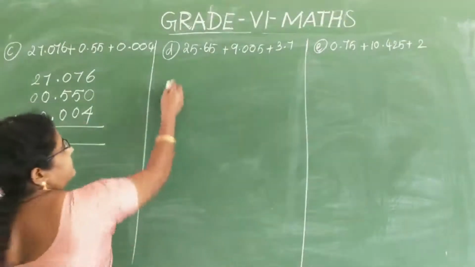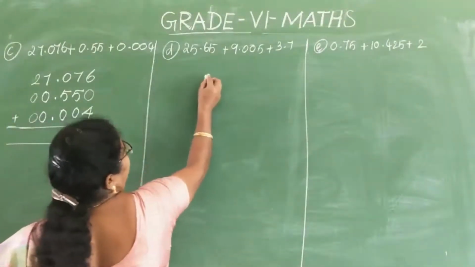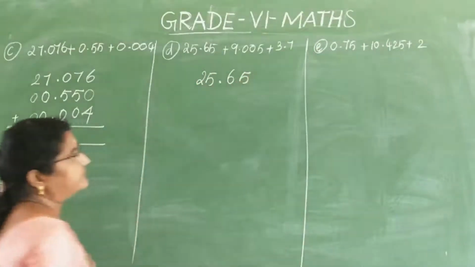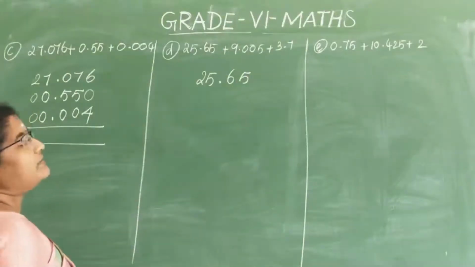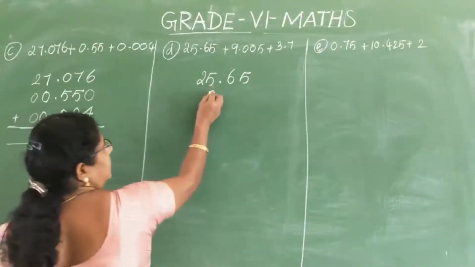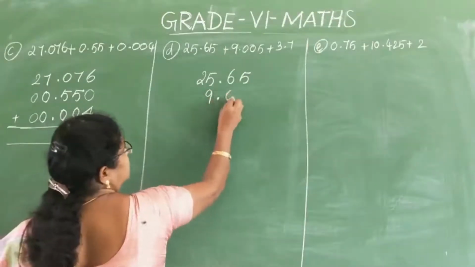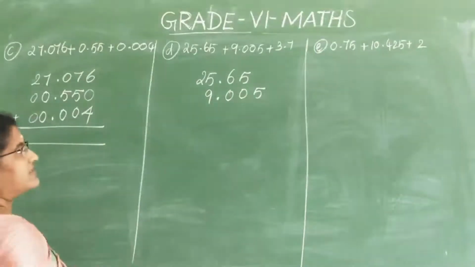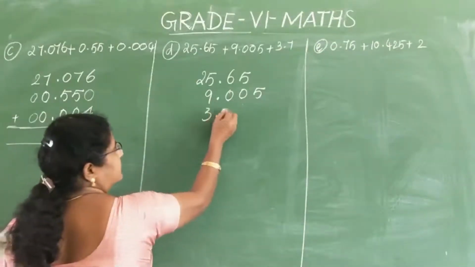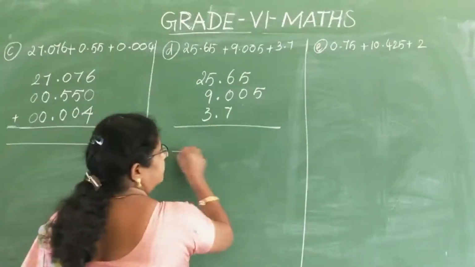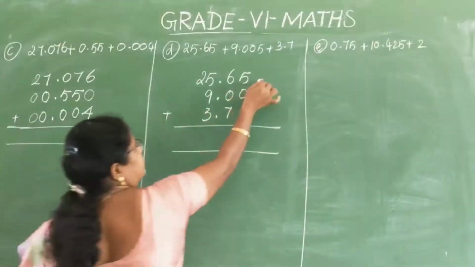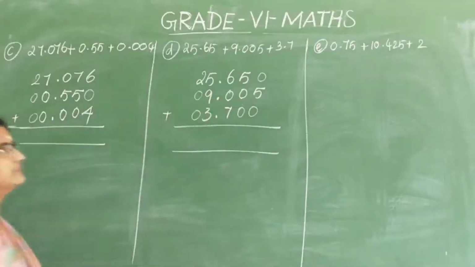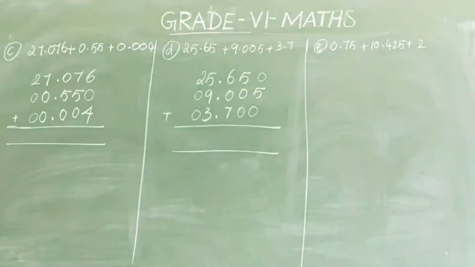See next question. 25.65. Next, 9.005. 9 here, one space. 9.005. Next, 3.7. Okay. Now we have to add, for that we put zeros at the right and left ends. Then we can add everything. All the digits are completed.